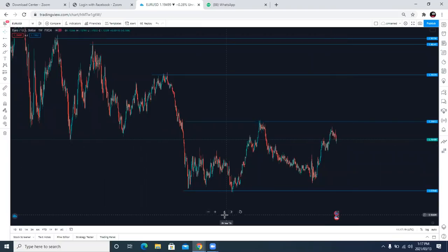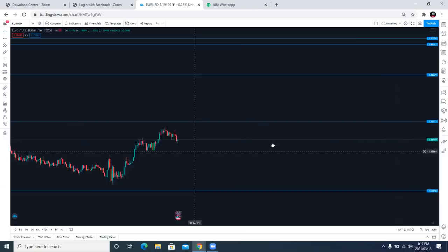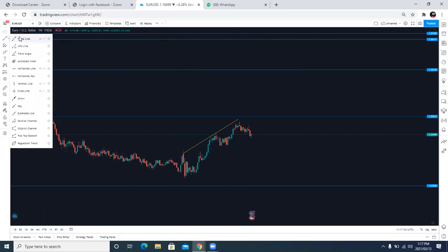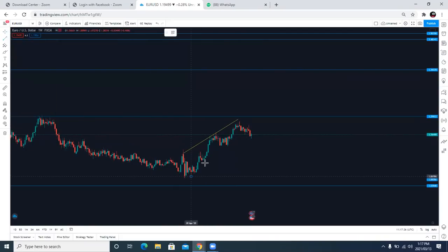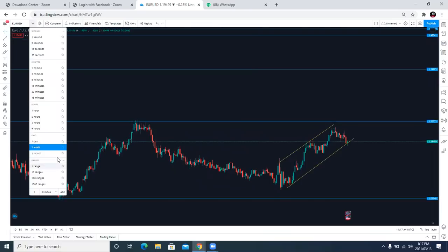So on Euro USD, the weekly time frame, I'm gonna zoom in now and see what's really happening. As you can see, guys, we have a 1, 2, 3 formation. So the third touch, guys, is the highest probability in the market. So you need to take care of the third touch. Again, we have this one here. So from the weekly time frame, we're gonna go to the daily time frame.